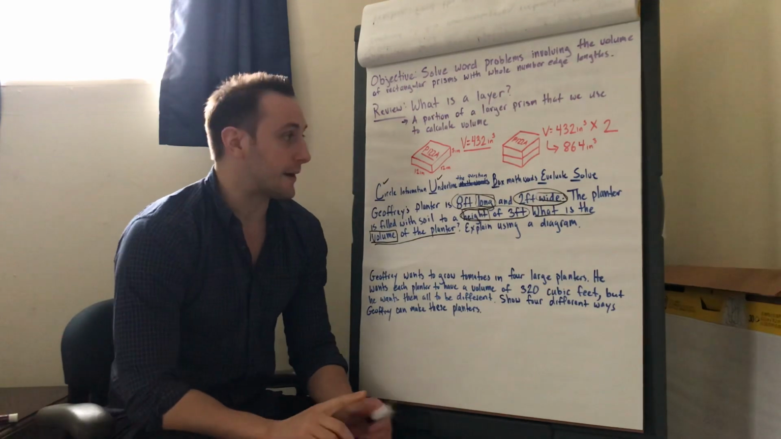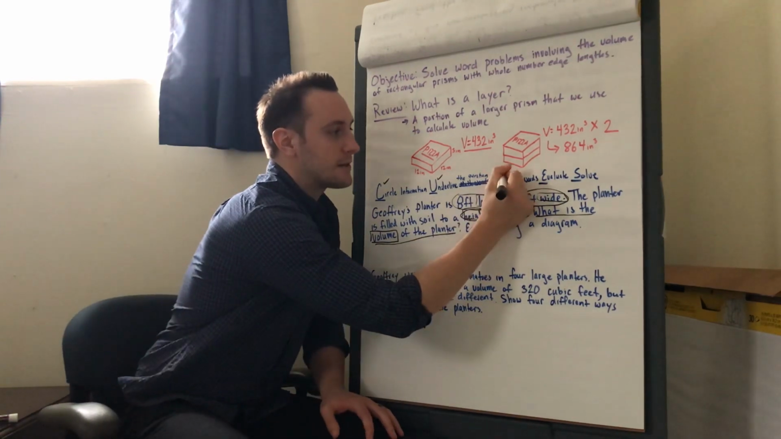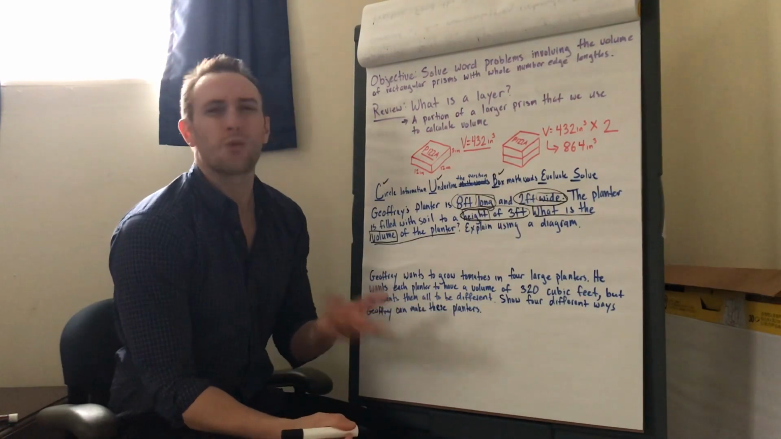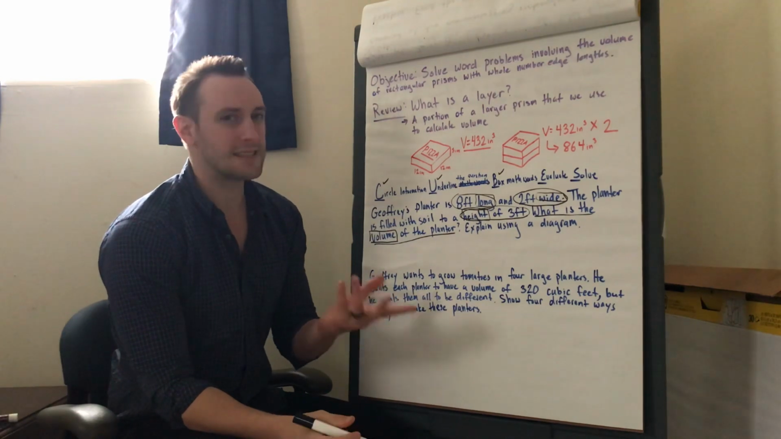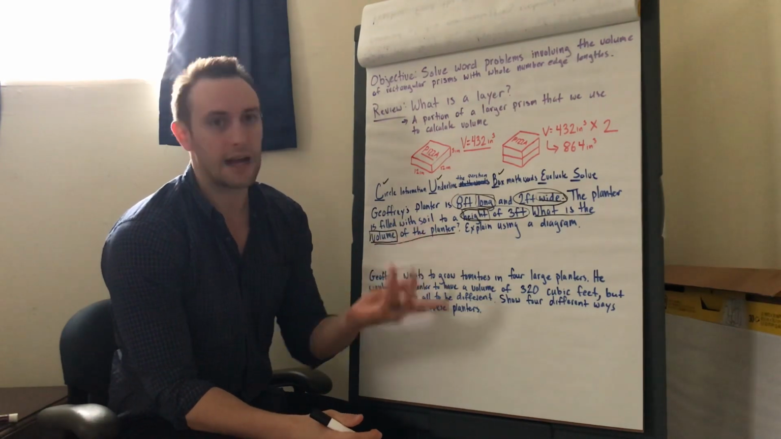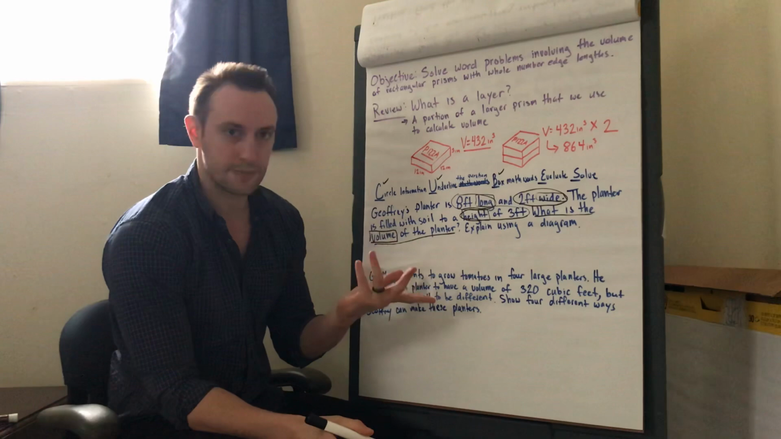So that's a no-brainer. And so I boxed math words. I'm going to evaluate. So I'm going to write my equation. What do I have to do? But it doesn't just tell me to write an equation. It says to use a diagram. So I'm going to go ahead and draw this planter.